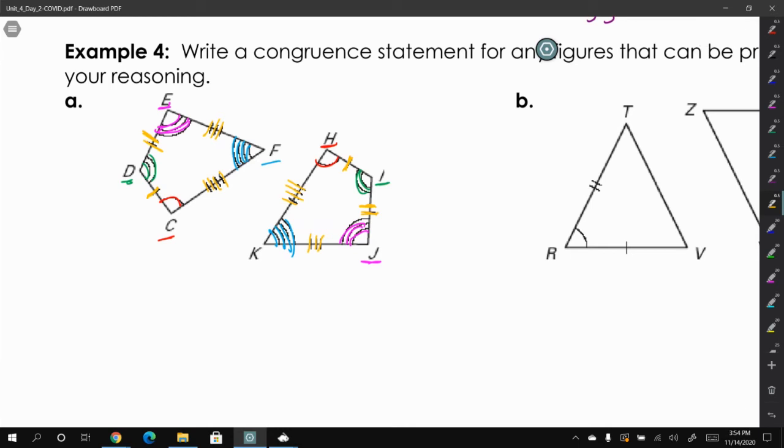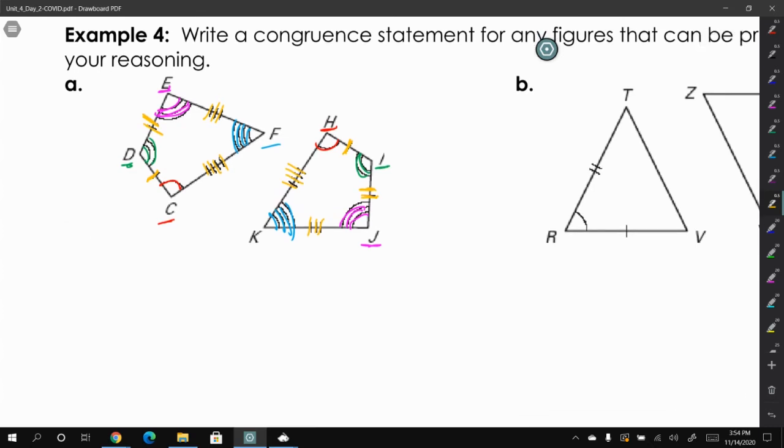Remember, the different number of tick marks separates what those segments or angles are congruent to. Yes, DC and HI are congruent to each other because they both have 1 tick mark, but DE has 2 markings on it, so that means that is not congruent to DC. DE is only congruent to IJ because they have the same number of markings on that segment. Same thing with the angles. Angles C and H both have 1 arc marking, so those are the only 2 angles that are congruent to each other.